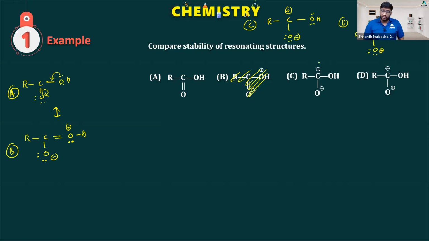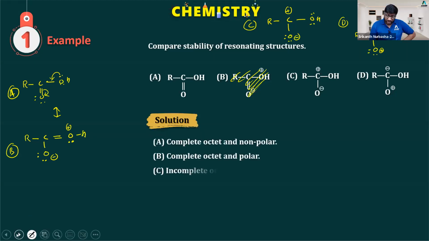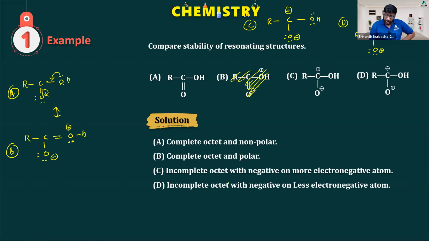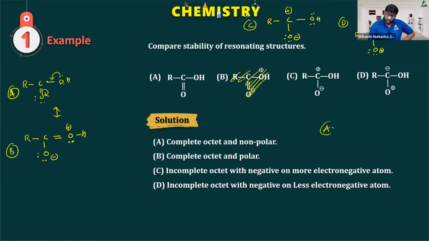So what should be the order now? A, B, C, D, right? So complete octet non-polar, complete octet polar, incomplete octet with negative charge on... So the correct order should be A, B, C, D. A should be greater, then B, then C, and then D.